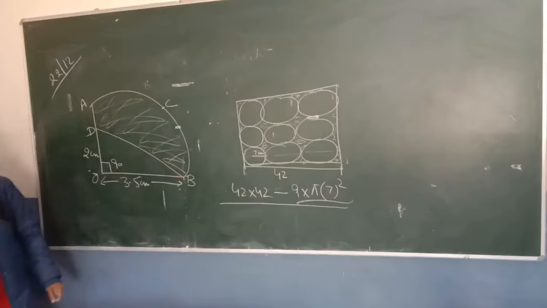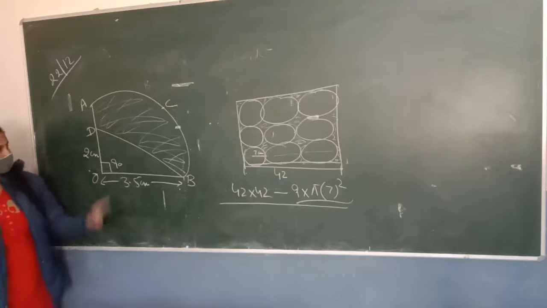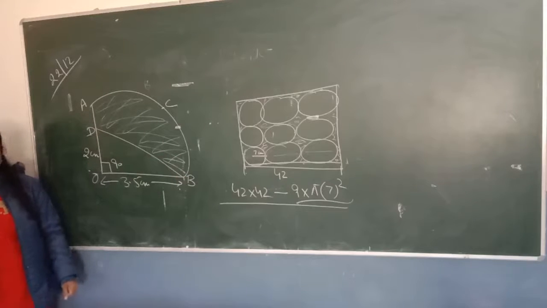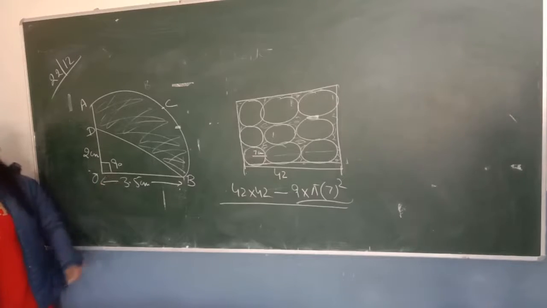This is the shaded portion. Abhishek, how can you find the area of the shaded portion? By subtracting the right angle triangle from the quadrant, you can find it. Okay, what is the area of the right angle triangle? By applying Pythagoras theorem, we can. We don't need the hypotenuse for finding the area.